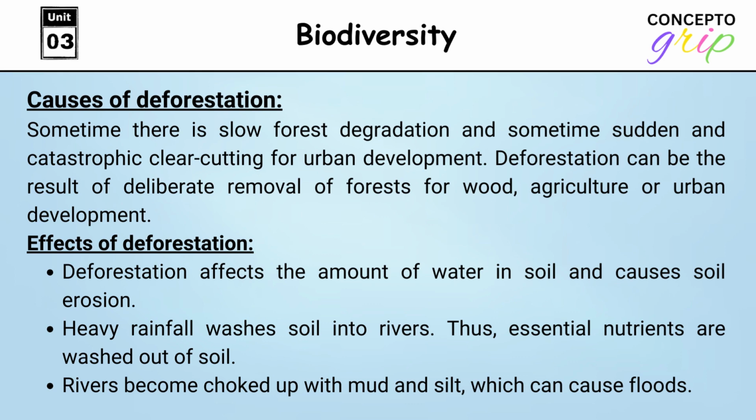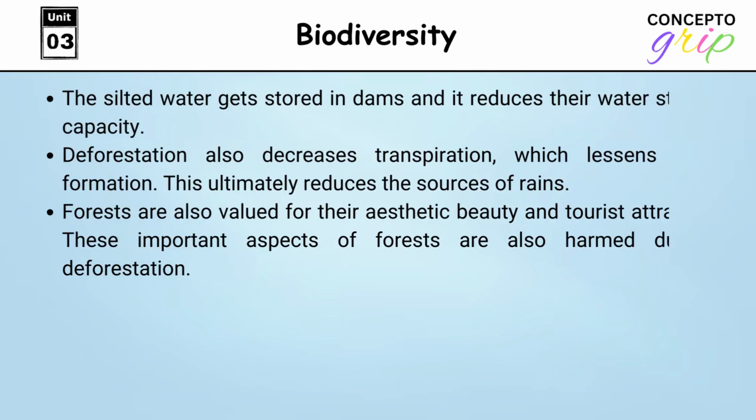Effects of deforestation. Deforestation affects the amount of water in soil and causes soil erosion. Heavy rainfall washes soil into rivers, thus essential nutrients are washed out of soil. Rivers become choked up with mud and silt, which can cause floods. The silted water gets stored in dams and it reduces their water storage capacity.